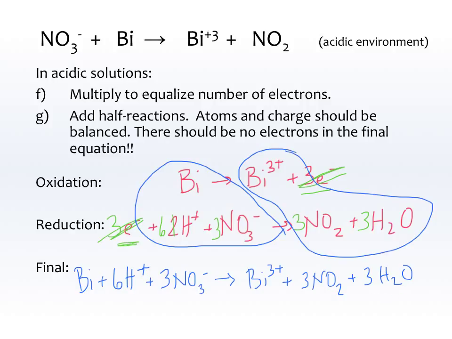For charges, I've got 6 pluses and 3 minuses on the left. That's a total of 3 plus on the left. On the right, I have 3 plus. That's a total of 3 plus on the right. Because the charge on the left and the right are the same, this equation is balanced. Yay! We did it. Let's try another.